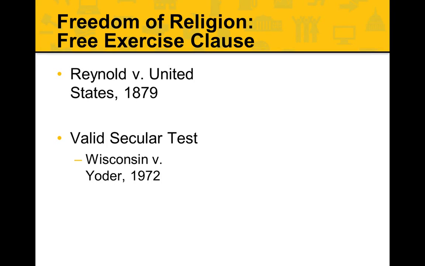But sometimes this valid secular test can be difficult to apply. So for example, in the Wisconsin v. Yoder case in 1972, the Supreme Court sided with Amish parents who refused to allow their children to attend any school beyond 8th grade, which was a violation of Wisconsin state law. And the Amish refused to allow their children because they felt that the high school exposed their children to worldly influences and values contrary to their religious beliefs. The court agreed in this particular case, pretty much making the Amish a protected class.